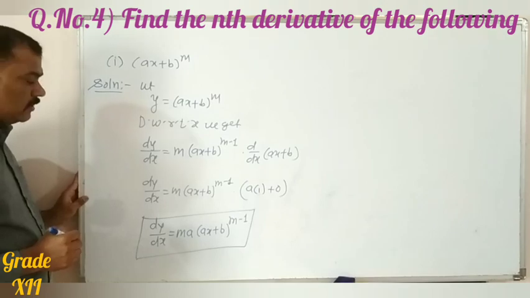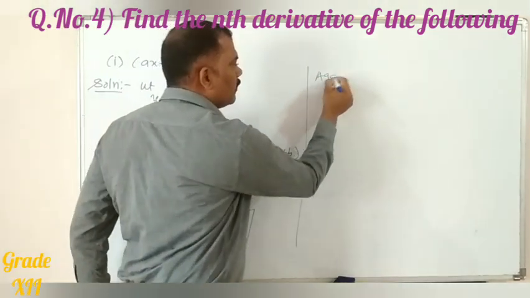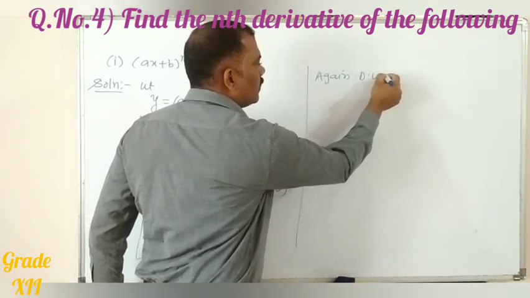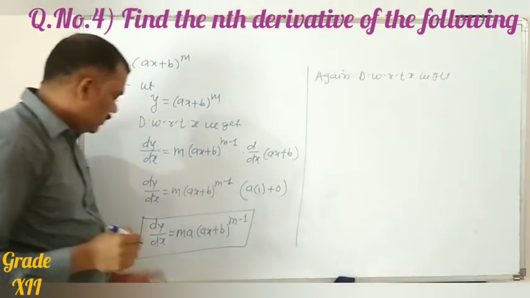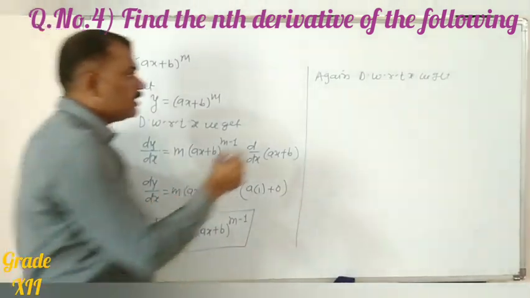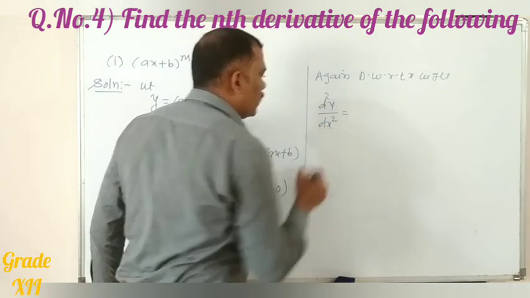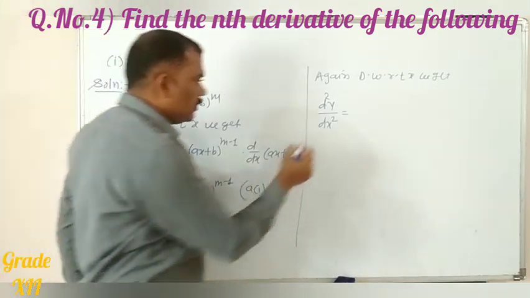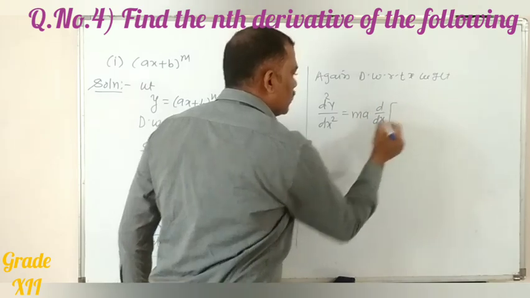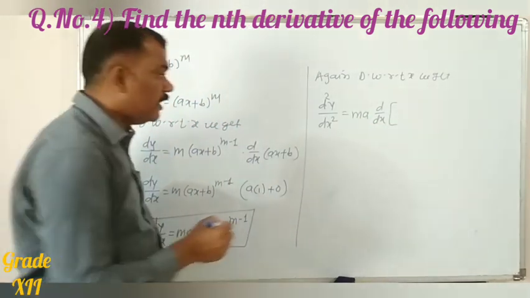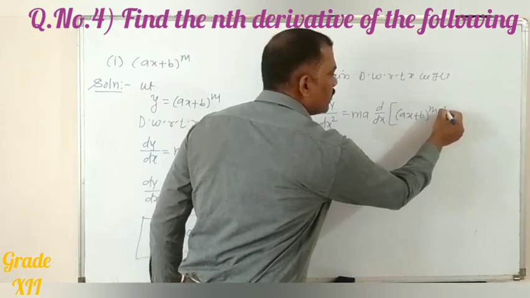Similarly, we find the second order derivative, so again differentiate with respect to x. What is the differentiation of this dy by dx with respect to x? It is nothing but d2y by dx square. Here m into a is a constant, so we take it outside the derivative. Ma into d by dx of (ax plus b) raised to m minus 1.